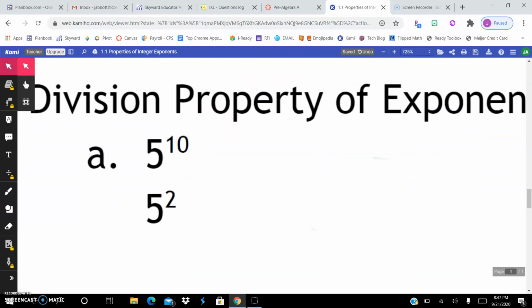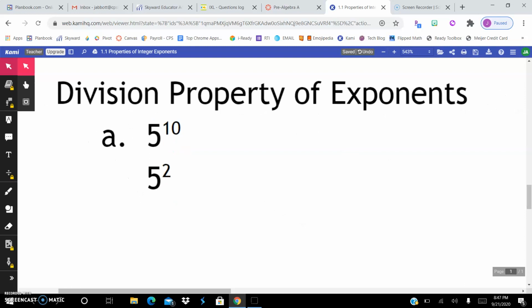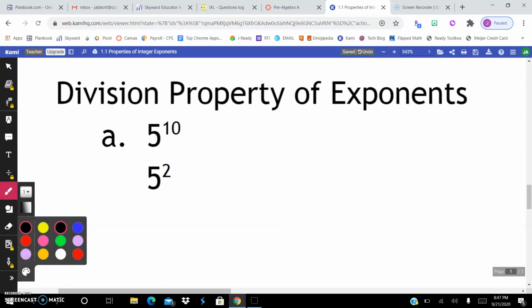And then we're going to move on to talk about the division property of exponents. I'm going to give you a minute to think: if it's multiplication, we add the exponents. So what do you think it's going to be if it's the division property? What are we going to do with our exponents? You guessed it, we're going to subtract them.